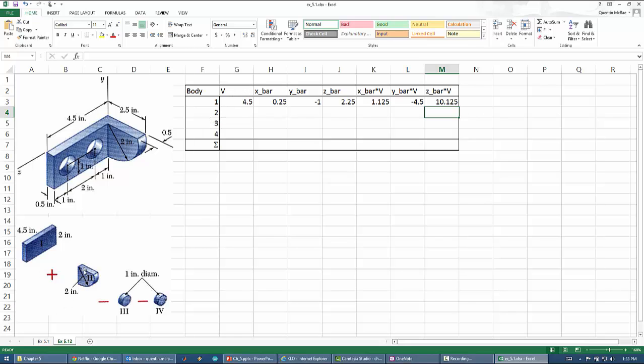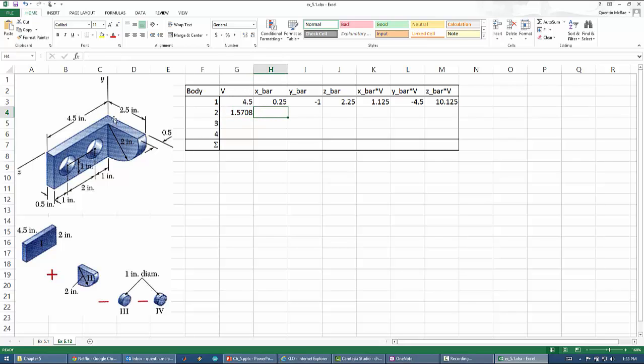Here we go, body 2. We have a half circle cut out. So what is the volume of that? Well, it's the area times the thickness. The thickness is 0.5. And what is the area? It's 1/4 pi r squared, so pi times 2 squared divided by 4. I need to make that an equation because this is Excel. Boom. Okay. So there's the volume.